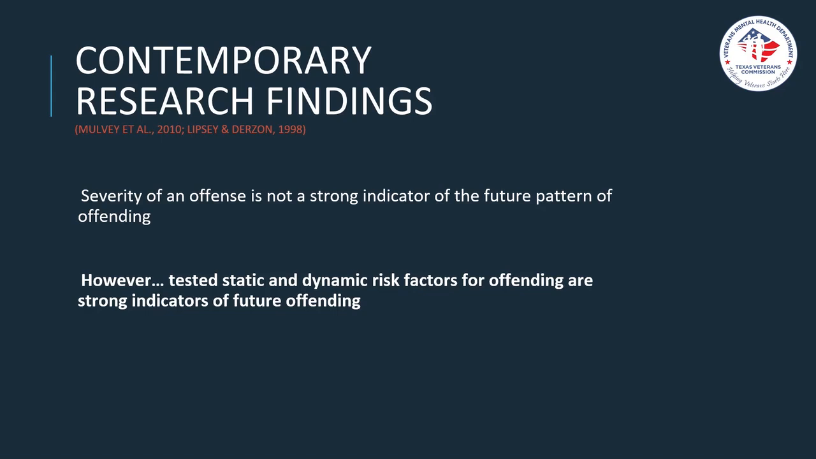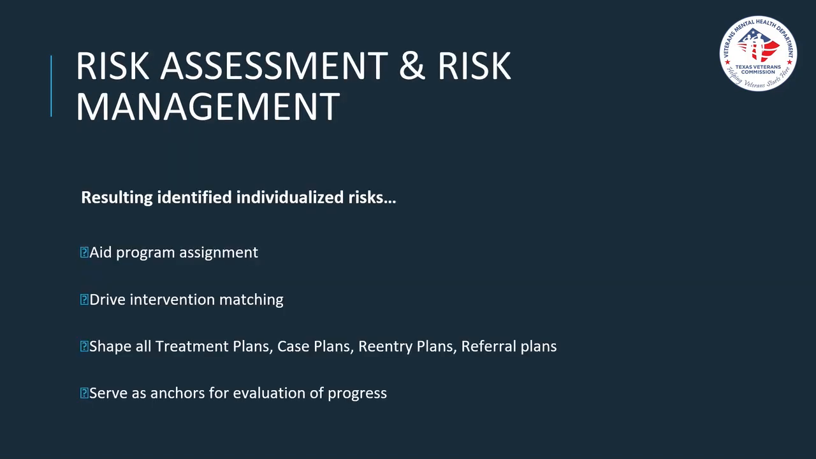The severity of an offense is not a strong indicator of future offending. Even if they've offended five times before or if they've just had one, just because it's a severe offense, and I mean something that is aggravated, doesn't mean in and of itself that that's going to be a predictor of future offending. But those tested static and dynamic risk factors certainly are.